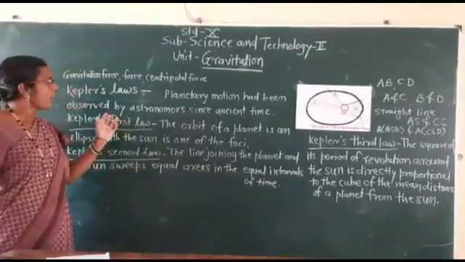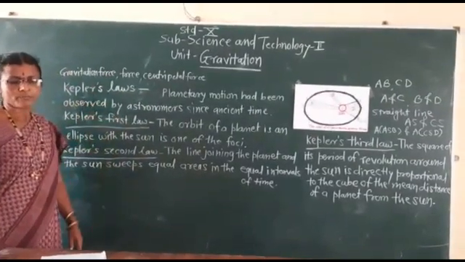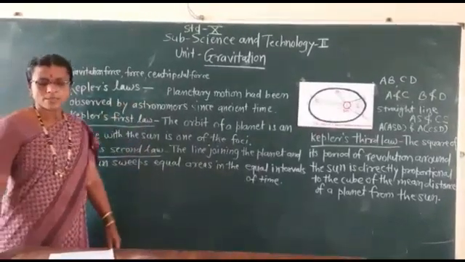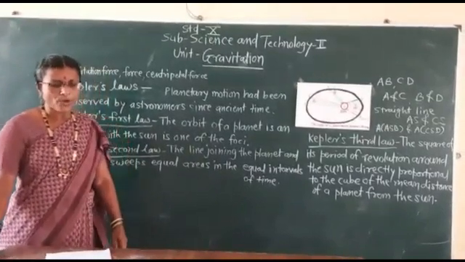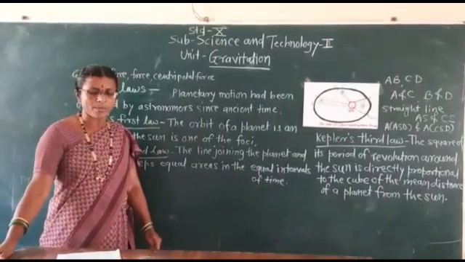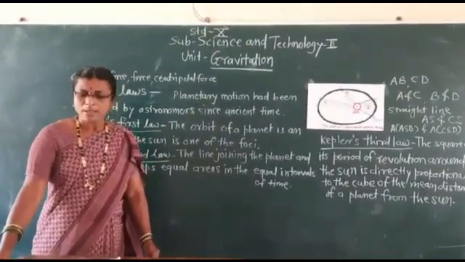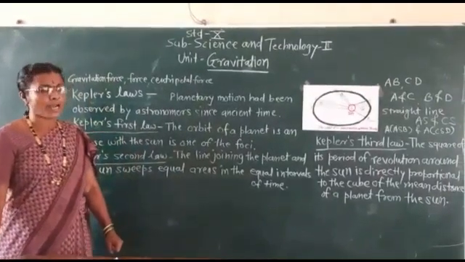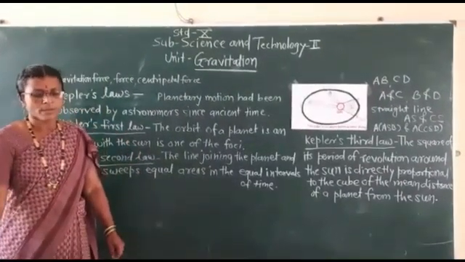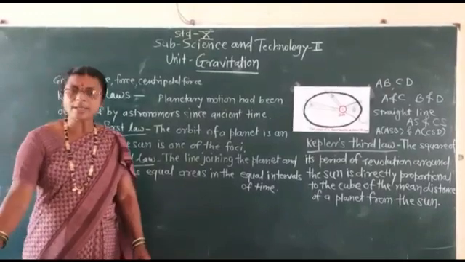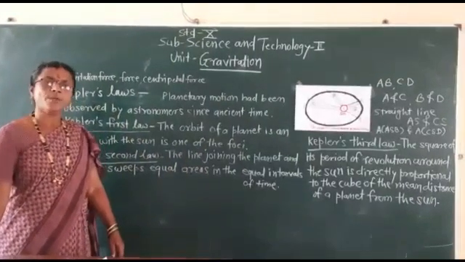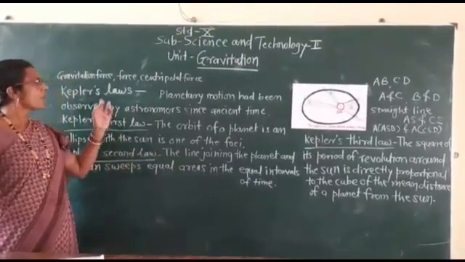Now in this unit we have to study Kepler's laws. Planetary motion had been observed by astronomers since ancient times. Before Galileo, all observations of the planets' positions were made with the naked eye. By the 16th century, a lot of data were available about planetary positions and motions. Johannes Kepler studied all this data and noticed that the motion of the planets follows certain laws, which are called Kepler's laws.